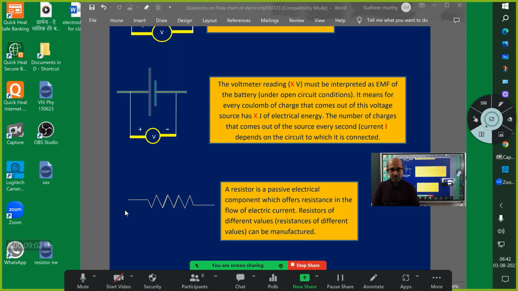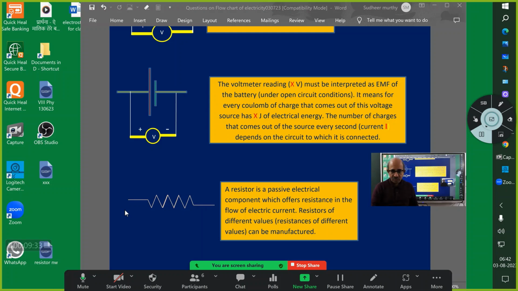So if it is closed, in a circuit, it becomes the voltage of the battery. If it is open circuited, it is EMF. Got it? Right. Now, what does this reading X volts mean? It means for every coulomb of charge that comes out of this voltage source, it has X joules of energy. Every coulomb will have X joules of energy.